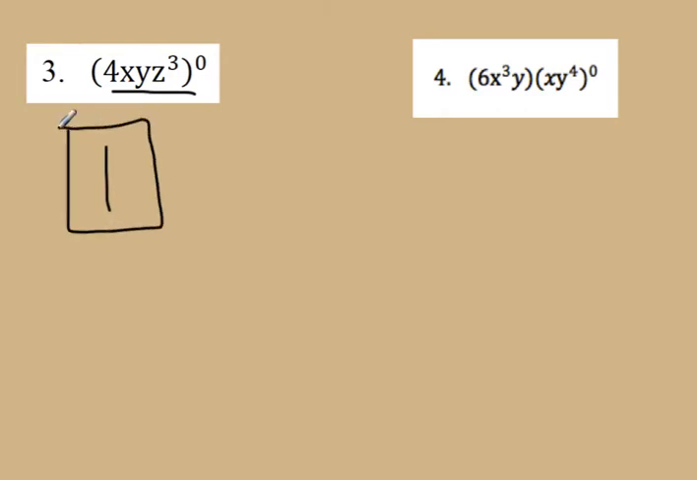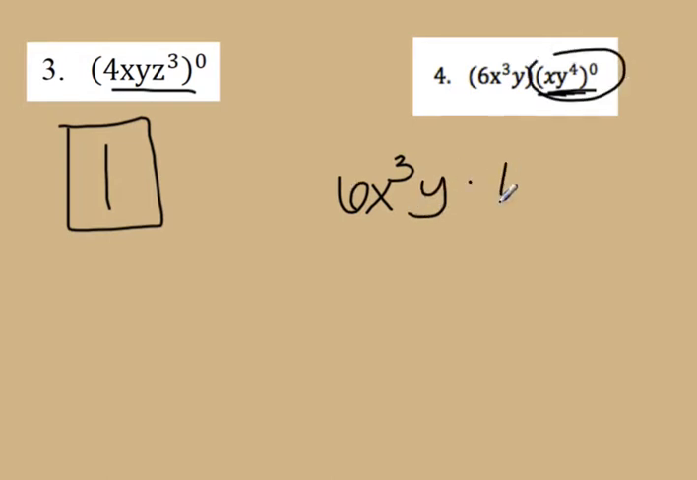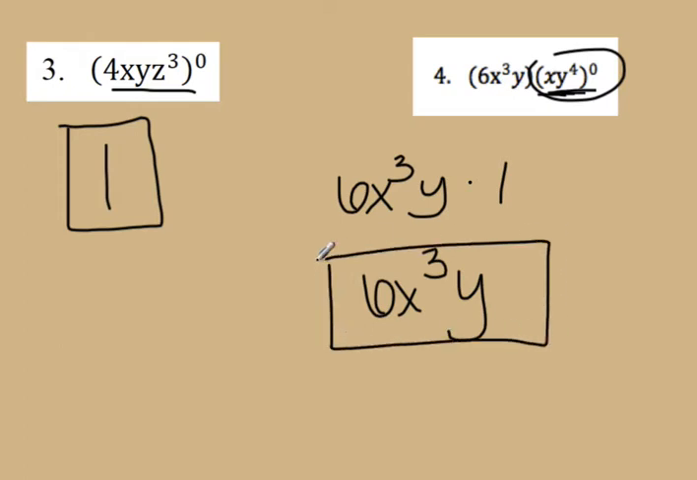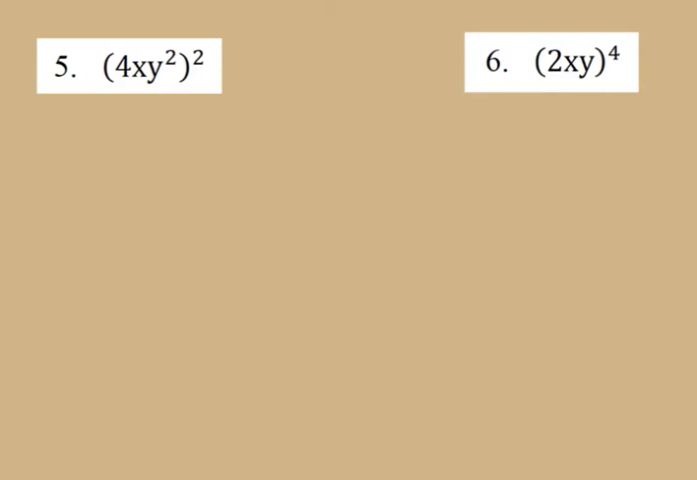Now, problems like number 4 really trip students up. If you'll notice, this part right here, this xy to the 4th, is the only part that's being raised to the 0 power. Everything else is not. So I have 6x cubed y, and then this is being raised to the 0 power, which means it's just going to be 1, but just that part. So then I'm really just multiplying this by 1, so really it's just 6x cubed y as my final answer for number 4. Let's go ahead and take a look at number 5.